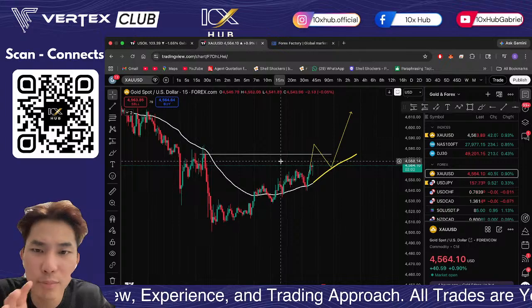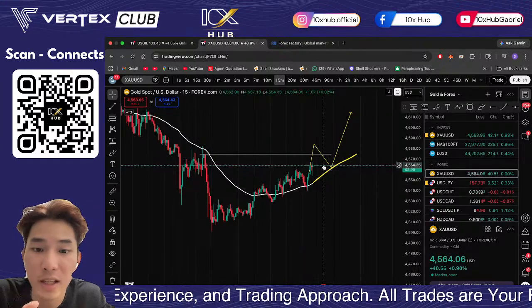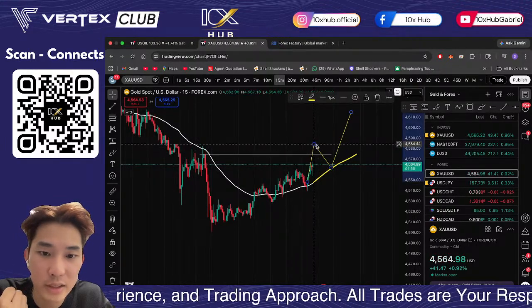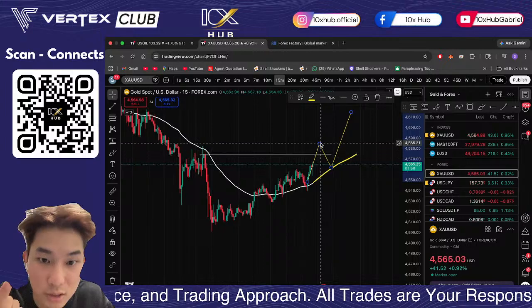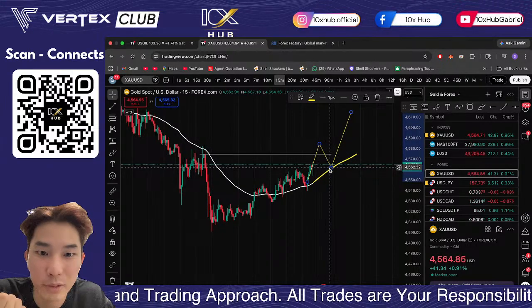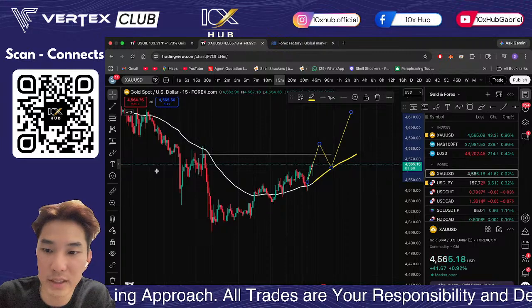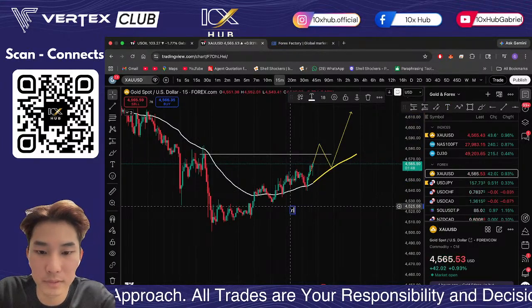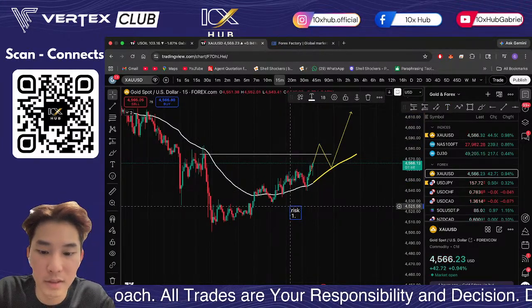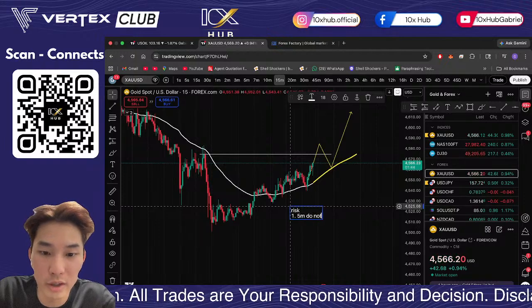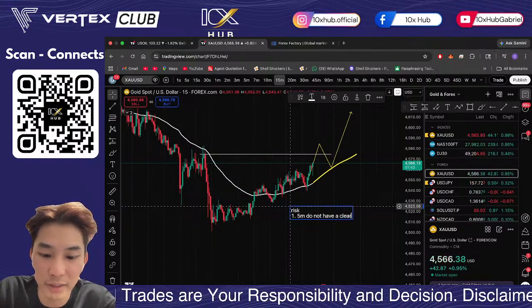So in 5 minutes, we do not have a clear direction yet. That's why this is the first risk. If it really closes above and retraces back to this EMA and we want to do a long trade, the first risk is that the 5 minutes does not have a clear direction yet.